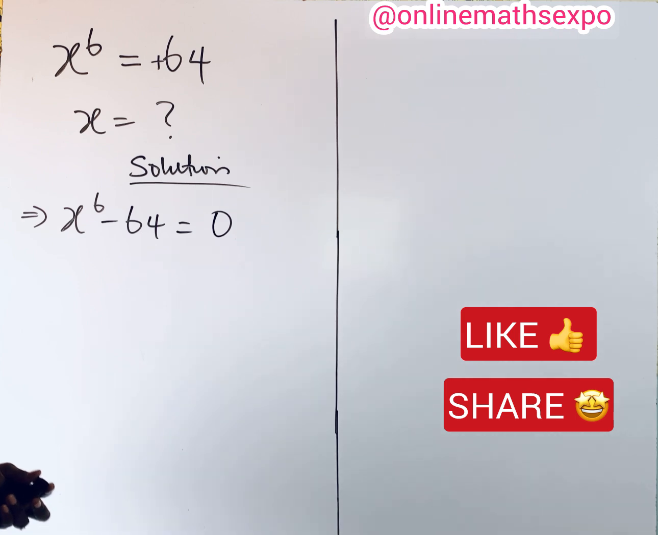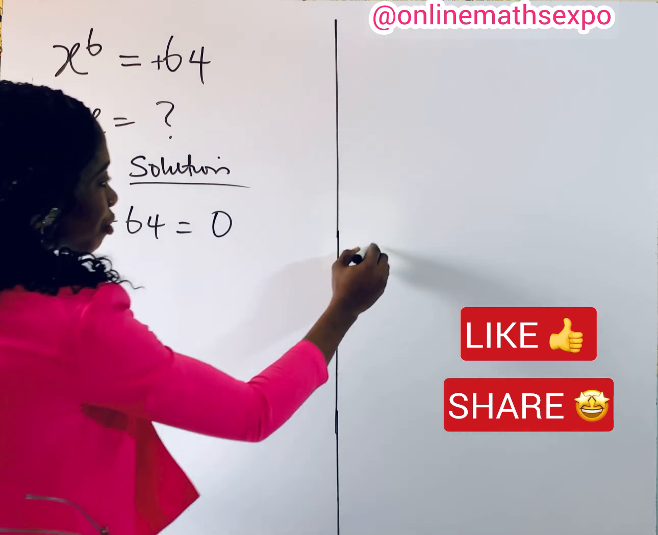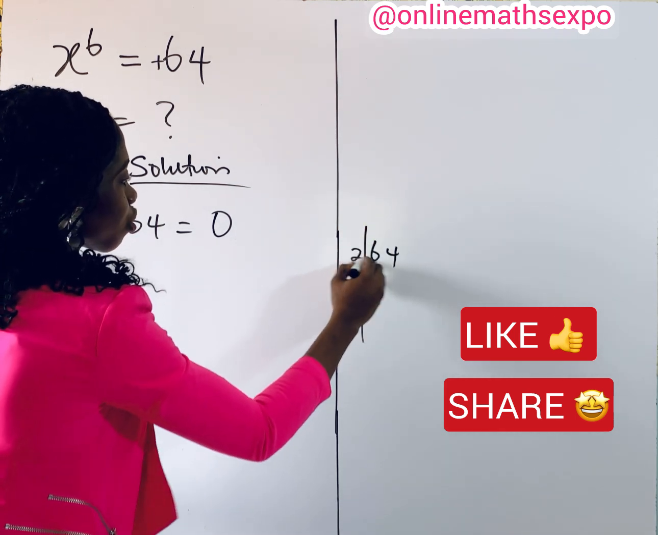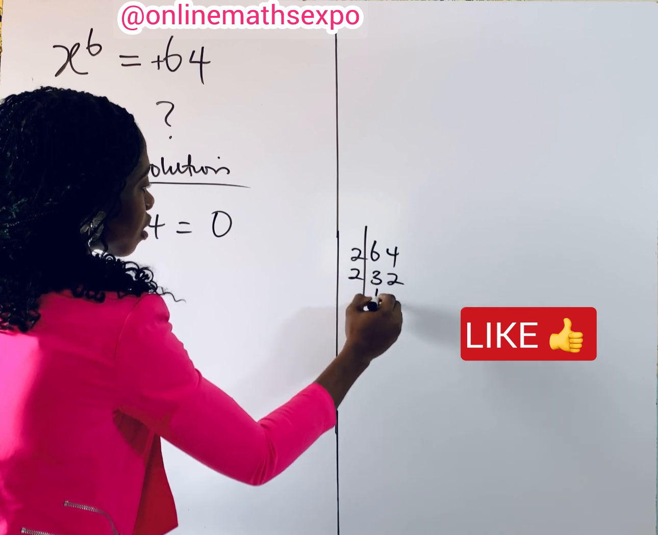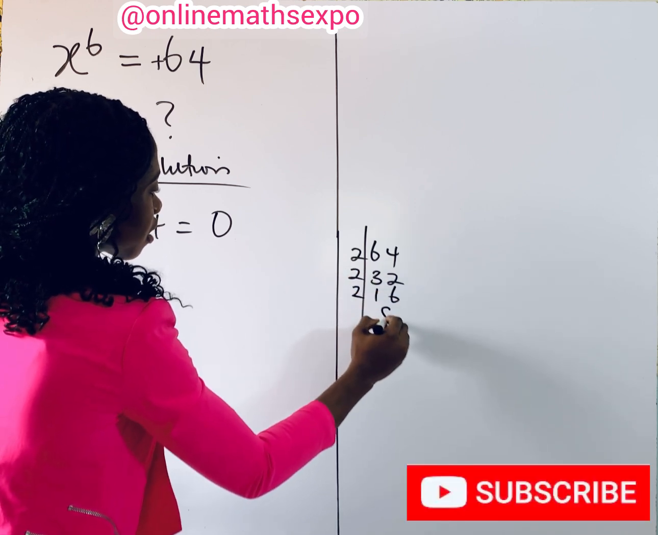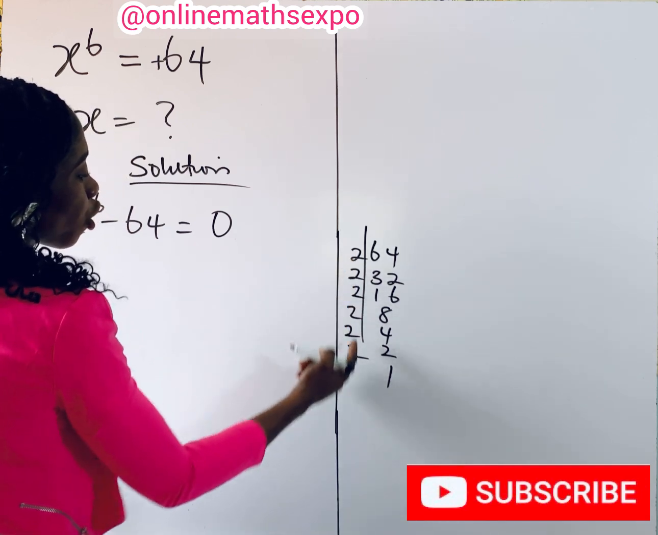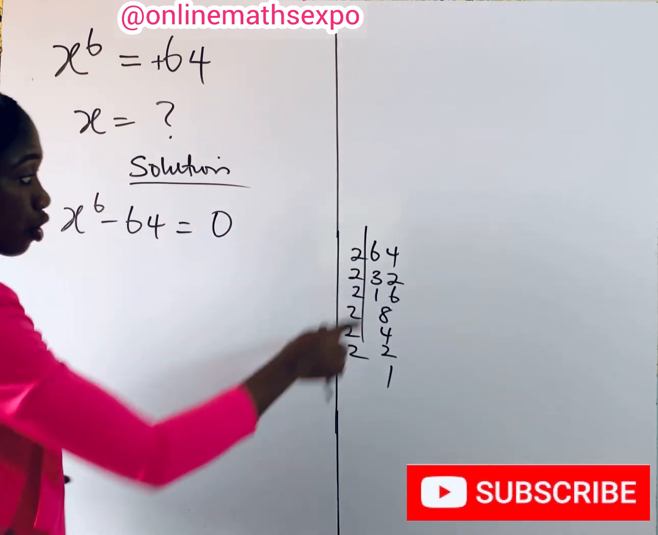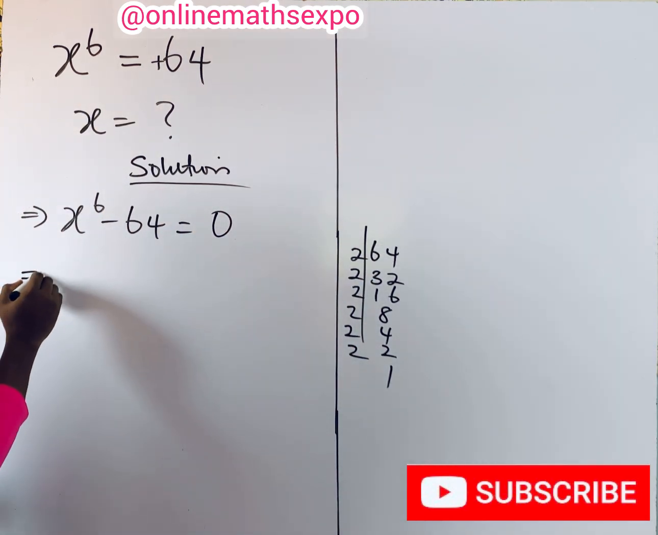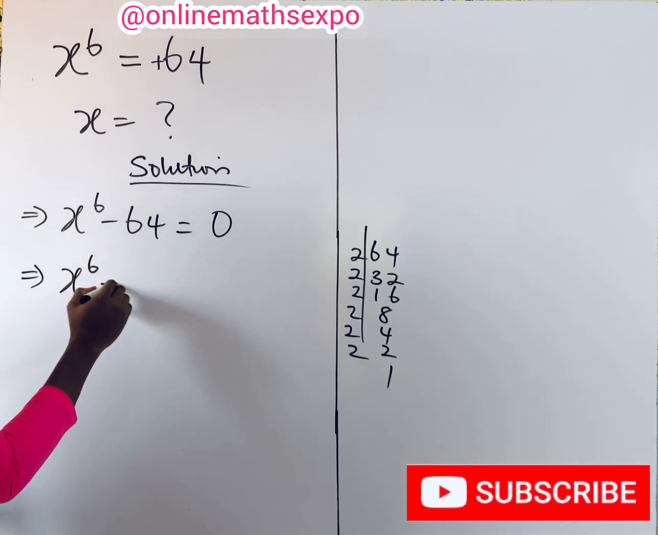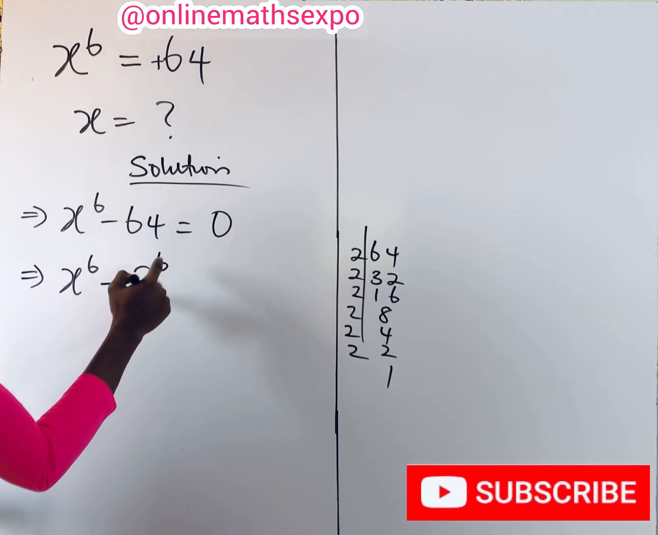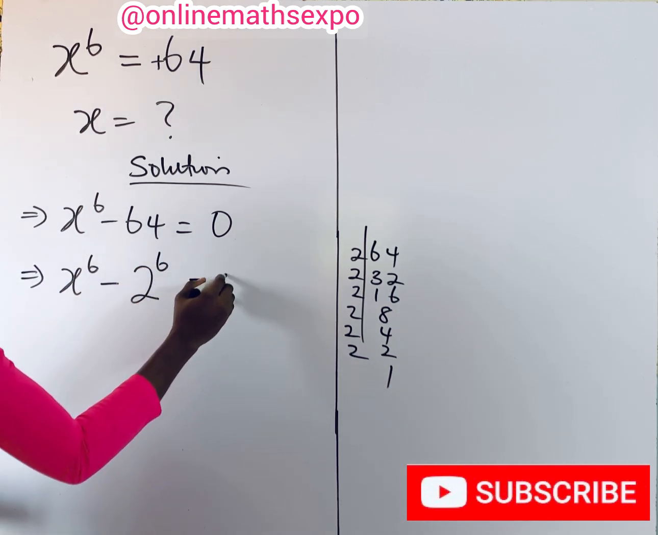Now, what do you do next? Just remember that 64 is the same as 2 times 32, 2 times 16, 2 times 8, 2 times 4, 2 times 2, and 2 times 1. So you see we have up to 6 2's giving you 64. So we can rewrite it to be x to the power of 6 minus 2 raised to the power of 6, okay, is equal to 0.